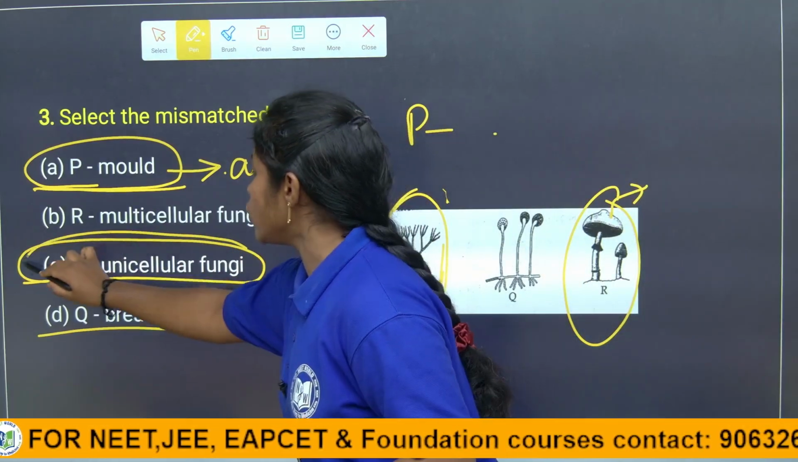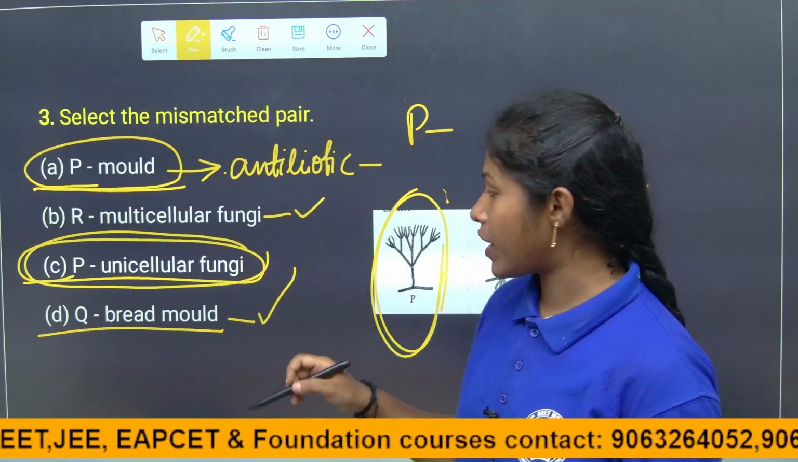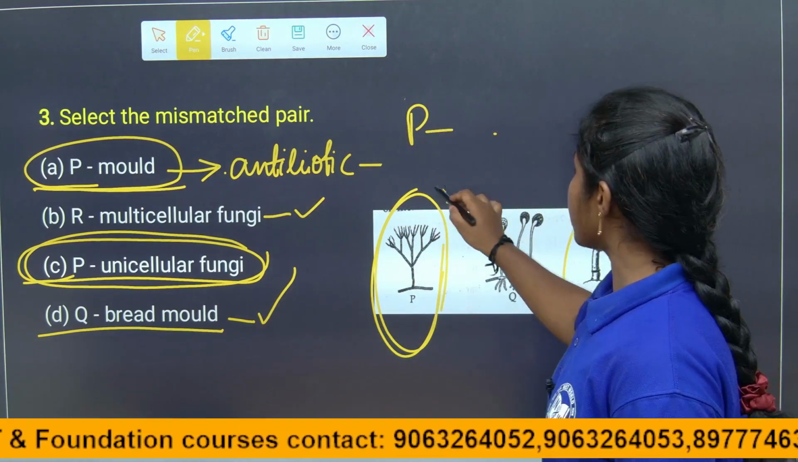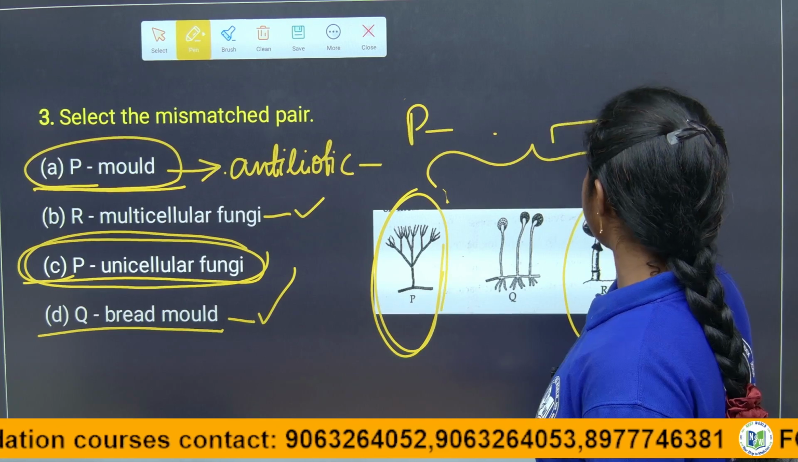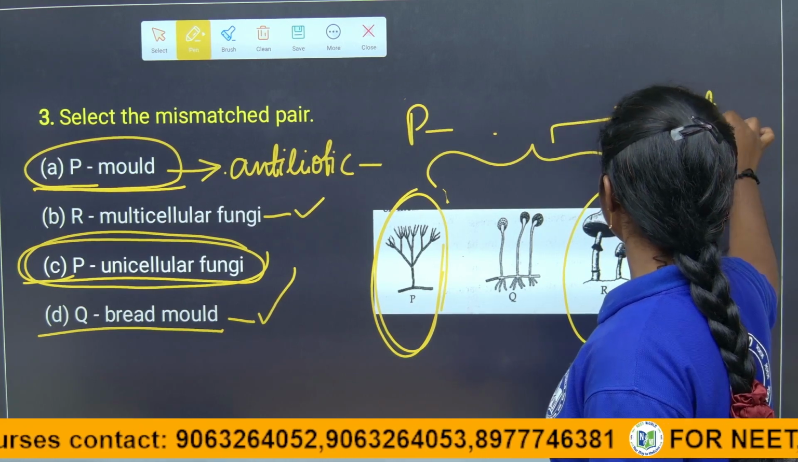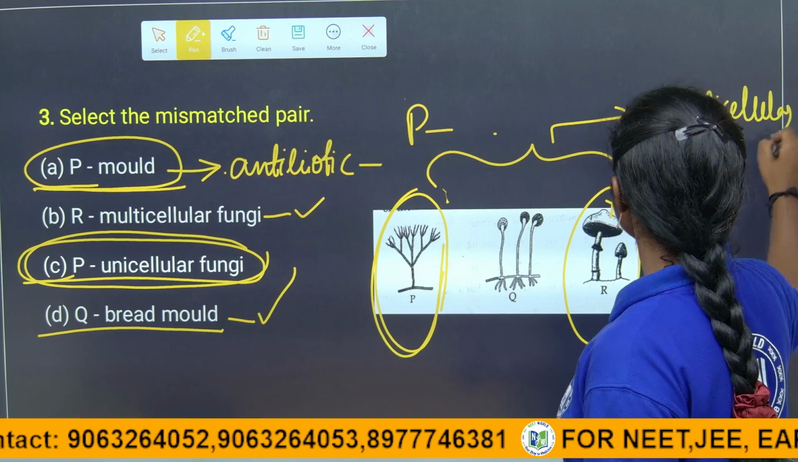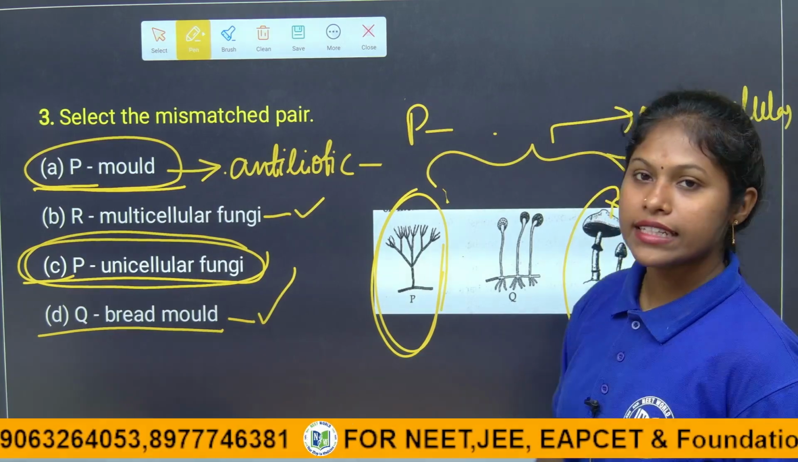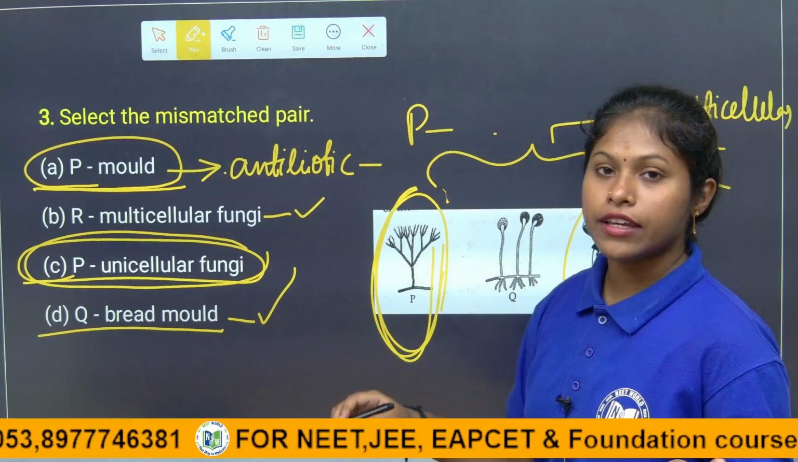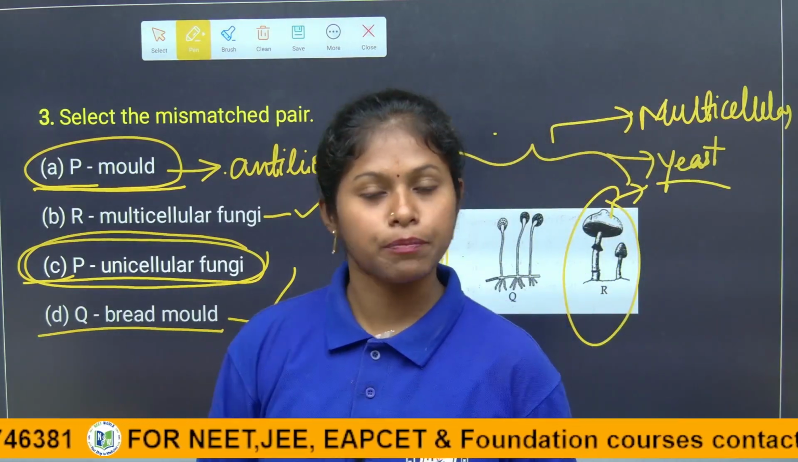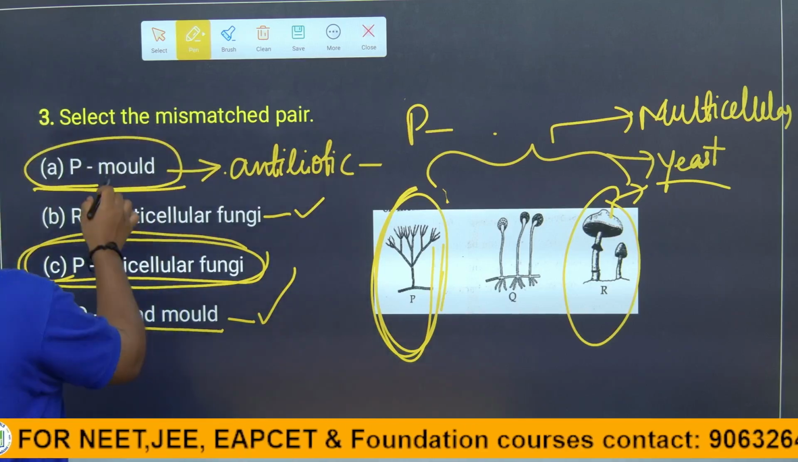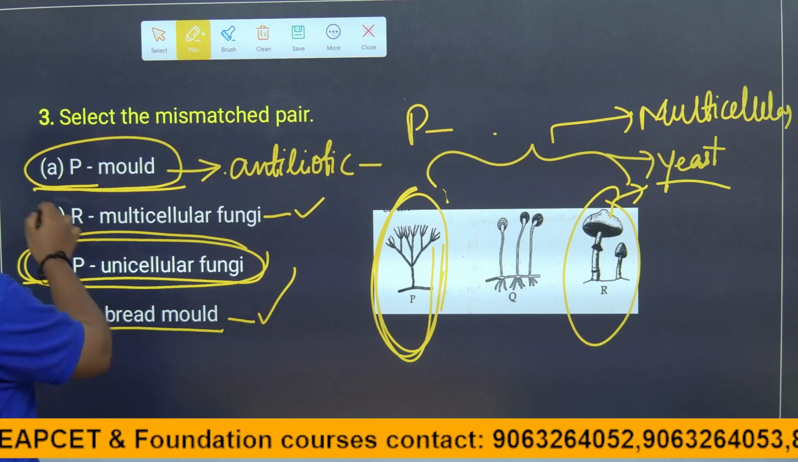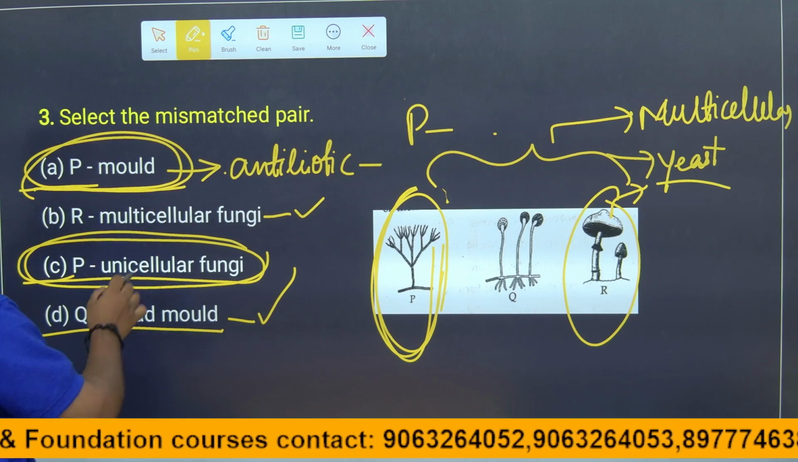And saying P is a unicellular fungus is an absolutely wrong answer. Why? Because penicillium, rhizopus and mushrooms are multicellular fungi, because most of the fungi are multicellular. And what is an example of unicellular fungi, children? The unicellular fungi example is yeast. Yeast is the unicellular fungi. So here penicillium is also a mold. That is why they found the antibiotic penicillin. If they had given P as antibiotic, it would be more accurate. You can easily match the pair, right? So here P is also a mold.